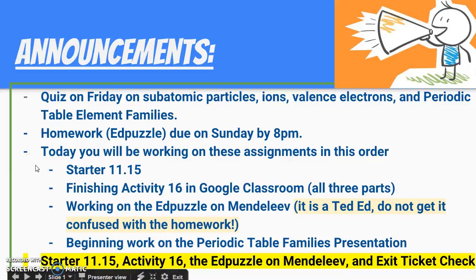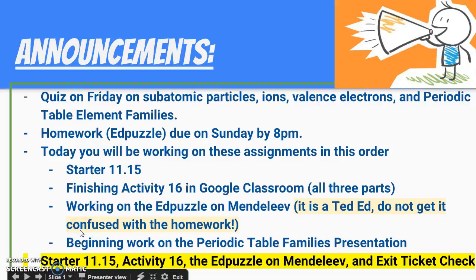So here are a few announcements for this week. The quiz on Friday is on subatomic particles, ions, valence electrons, and periodic table element families. We also have homework that's due on Sunday by 8 p.m. And today, in particular, you're going to be working on these assignments. You need to work on these assignments in this order.